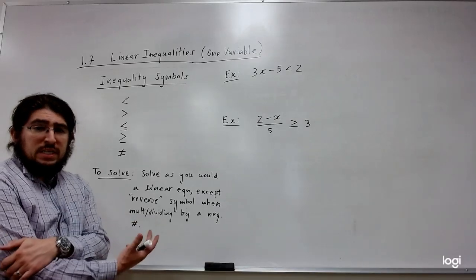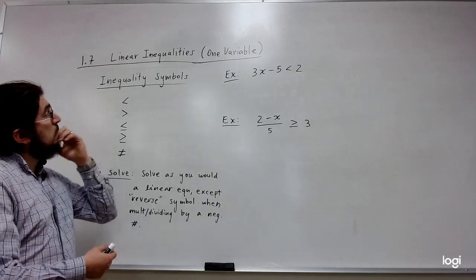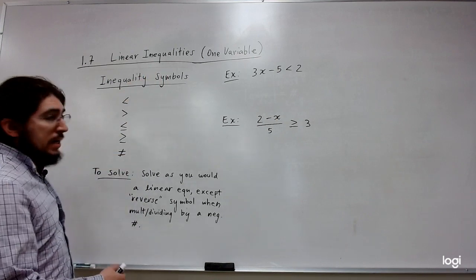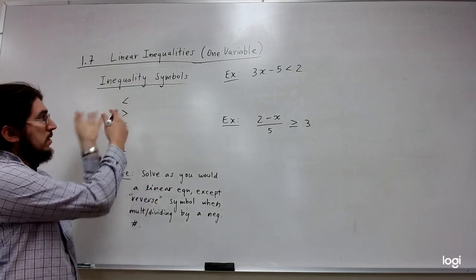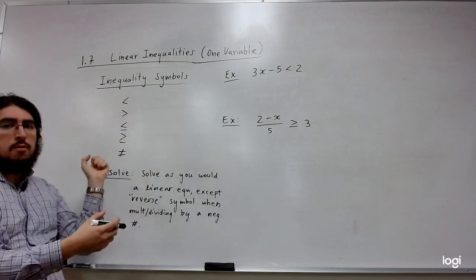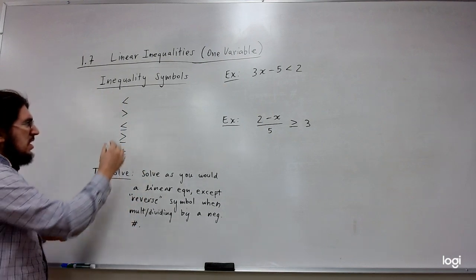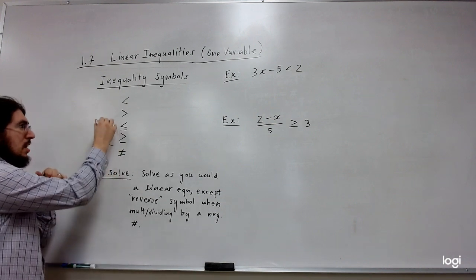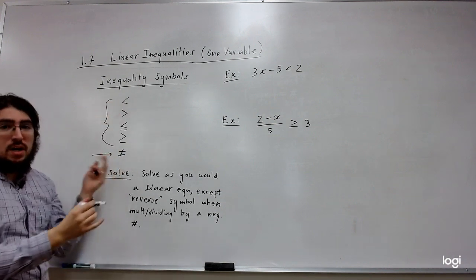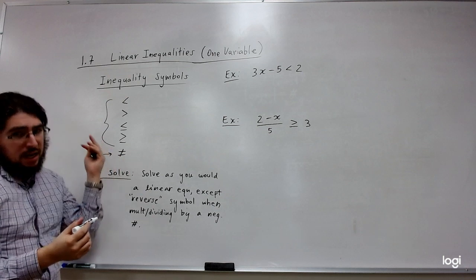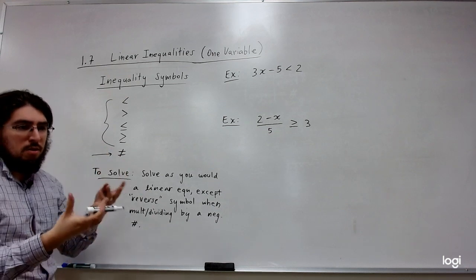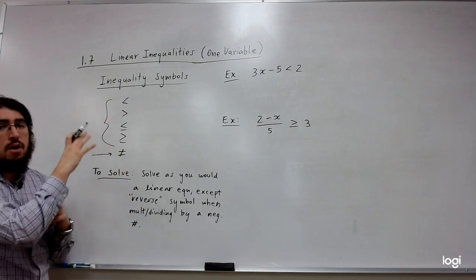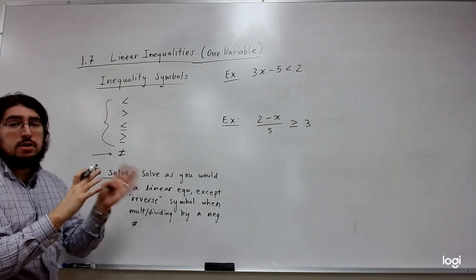Okay, so for this last section of chapter 1.7, we'll be discussing linear inequalities in one variable. First off, the inequality symbols we'll be using are these four. There are five, but we'll mainly be focusing on these four. The not equal to is technically an inequality symbol because it's not equality, but it doesn't really give us too much information. These four are a little more specific because they're a comparison.